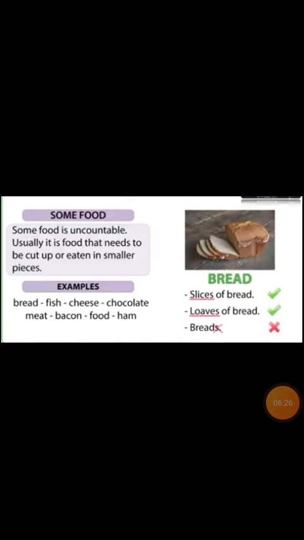Some foods are also uncountable nouns. Usually it is food that needs to be cut up or eaten in smaller pieces. Examples: bread, fish, cheese, chocolate, meat, bacon, food, ham, etc. See here in the picture, 4 slices of bread are here. We can't say breads. We use slices of bread.